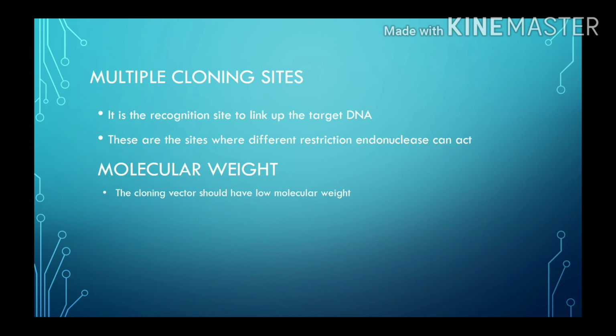Next, multiple cloning sites. It is the recognition site to link up the target DNA. These are the sites where different restriction endonucleases can act. Next, molecular weight. The cloning vector should have low molecular weight. Then only it can take up the target DNA.